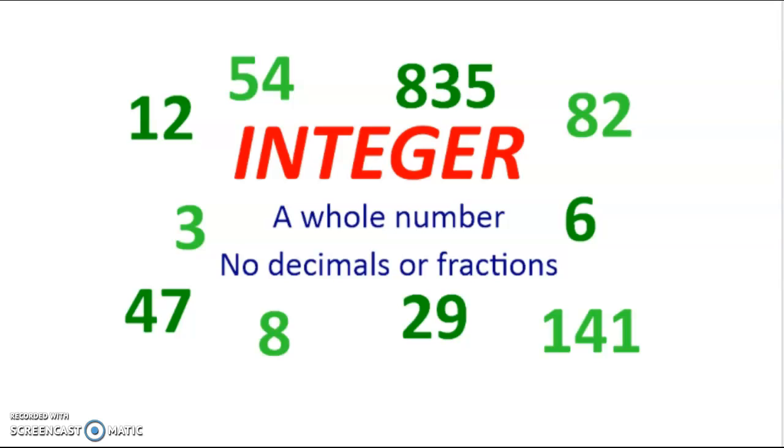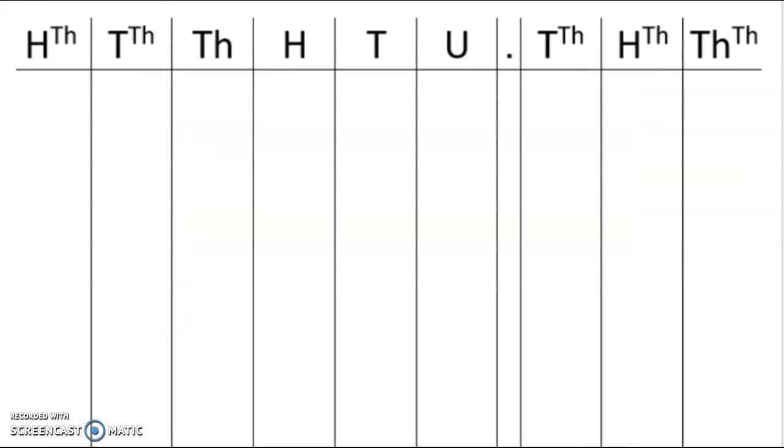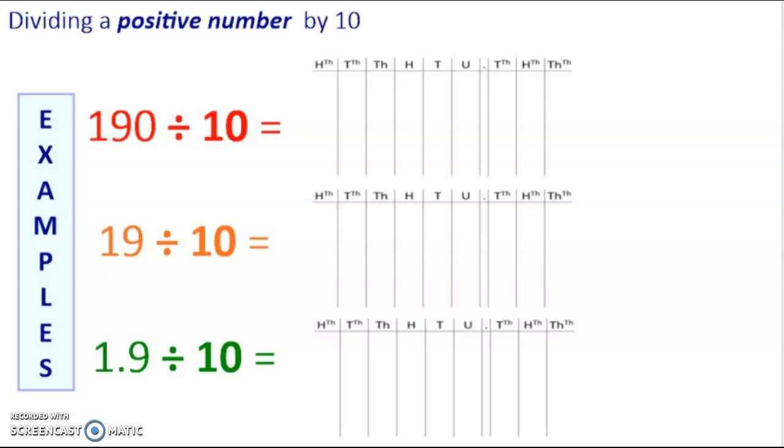Right, let's get on with today's lesson. So to start with today, we're going to look at how we use our place value chart that we've seen over the last few lessons to help us divide by 10. Now when we looked at multiplying by 10 last lesson, we said that when we multiplied a positive number by 10, it made the number bigger. And we made it bigger using our place value chart by moving everything one place to the left.